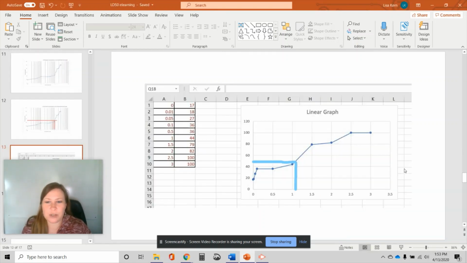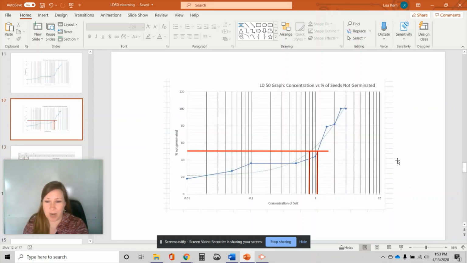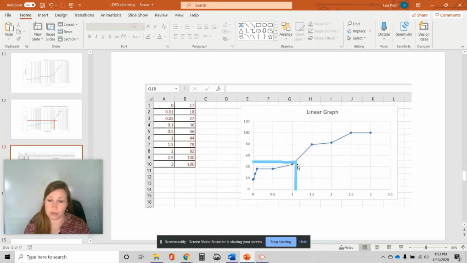So now what would you do if you were not real comfortable with that log graph? Or what if they didn't ask you to draw a log graph? What if they asked you to just draw a linear graph? And so this is going back to the original graph that we had. You can still interpret LD50 on this one. It might not be as precise, but it's still useful here.